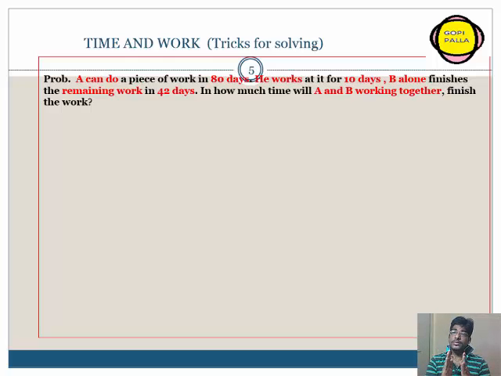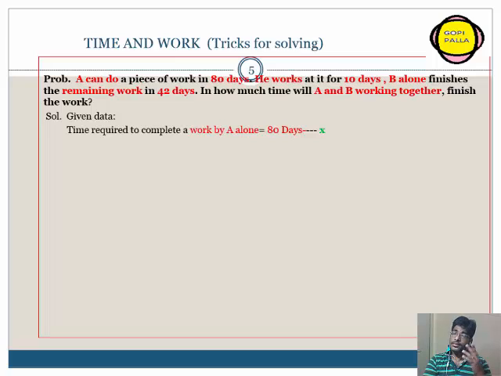In order to find the total time required for A and B together, we first have to find the time required for A. It is already given. So what is the time required for B? We have to find that out from this question. That is the only task with us. Okay, we will go into the problem.